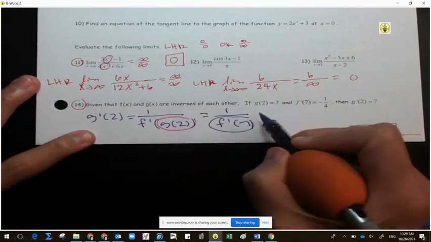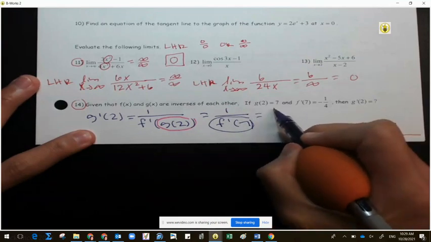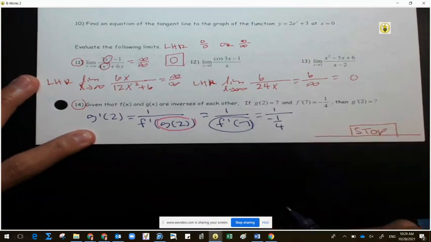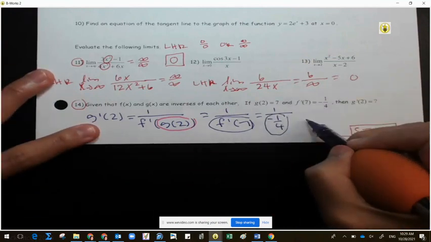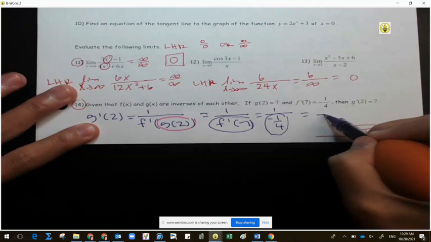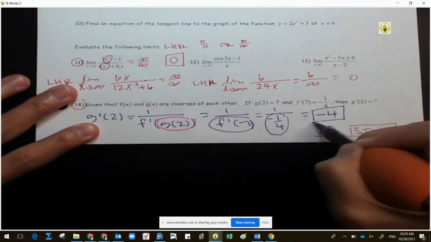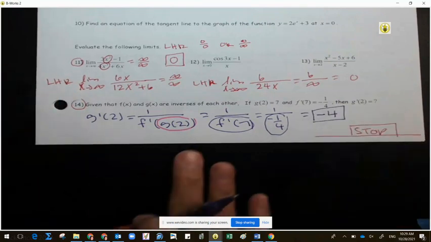Do we know what the f prime of 7 is going to be represented by? Yep, which is negative 1/4. And we don't want a fraction over a fraction. So let's multiply by the reciprocal, and when I do, I get negative 4. Questions on this one?